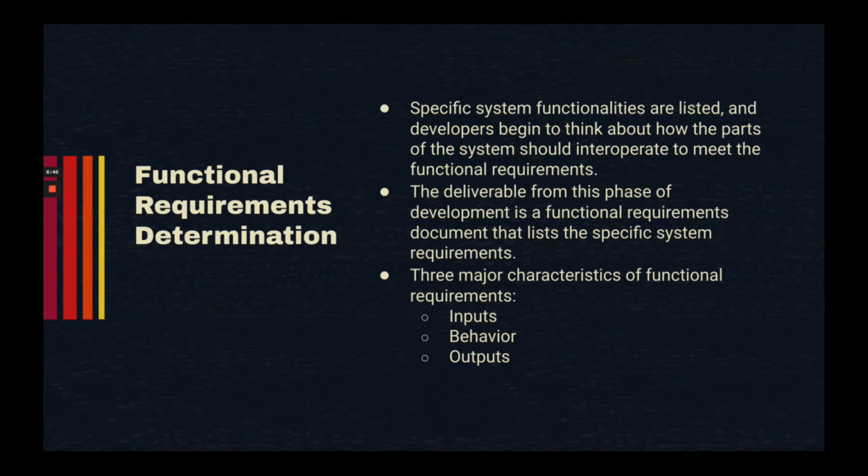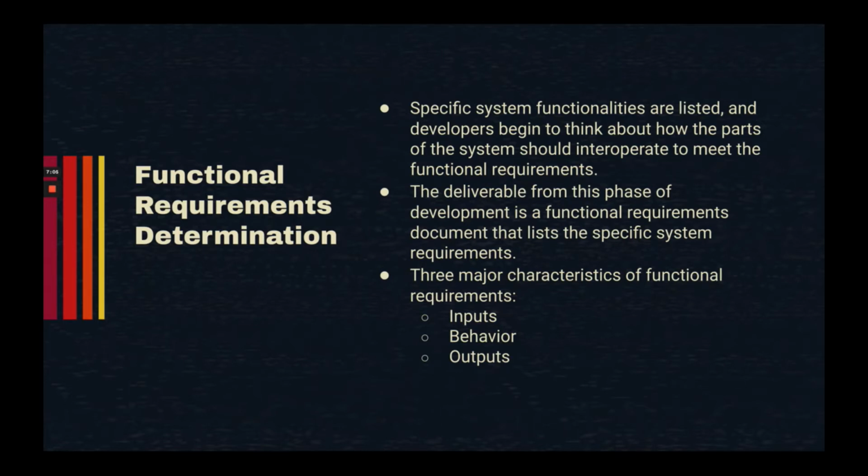Functional requirements determination. Specific system functionalities are listed here, and developers begin to think about how the parts of the system should interoperate to meet their functional requirements. The deliverable from this phase of development is a functional requirements document that lists the specific system requirements.